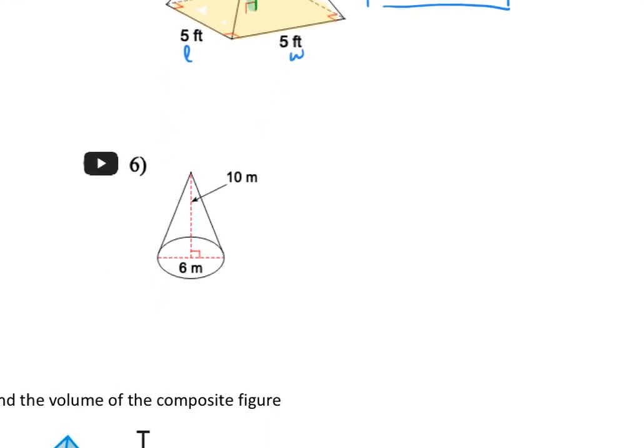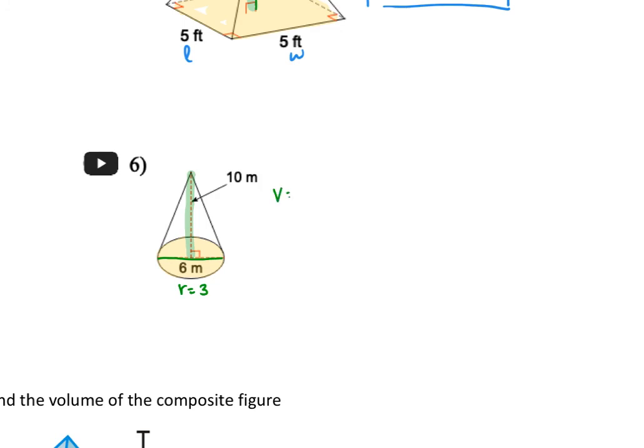Okay, number 6. This one is a cone. So I have my base. And for this one, I do have the appropriate height. It's the height that I need. So I don't need to use Pythagorean theorem. However, I am given the diameter. So remember, to get the radius, we just divide by 2. So my radius is 3.